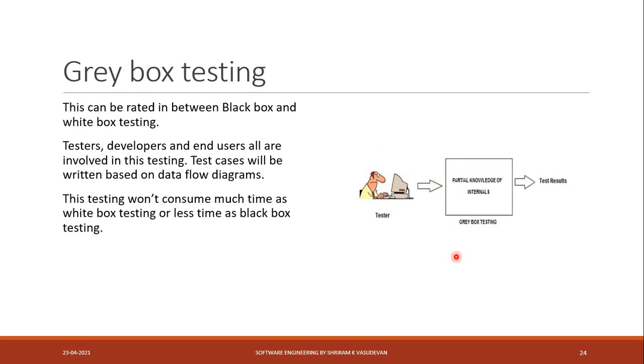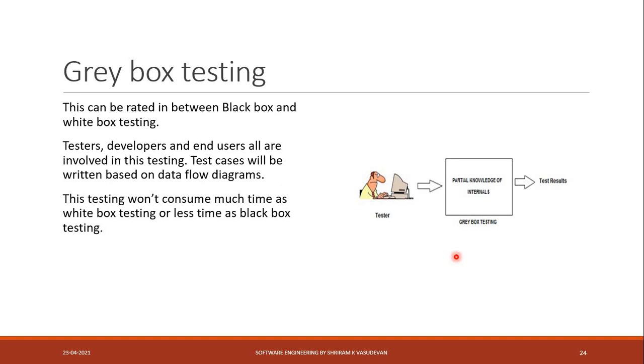What is grey box? When there is black box, when there is white box, obviously there should be grey box. So what is grey box? Very simple. The grey box testing is in between the black box and the white box. The testers and developers and the end users are all involved in this process, and test cases will be written clearly based on the data flow diagrams, and this testing would not consume much of the time.